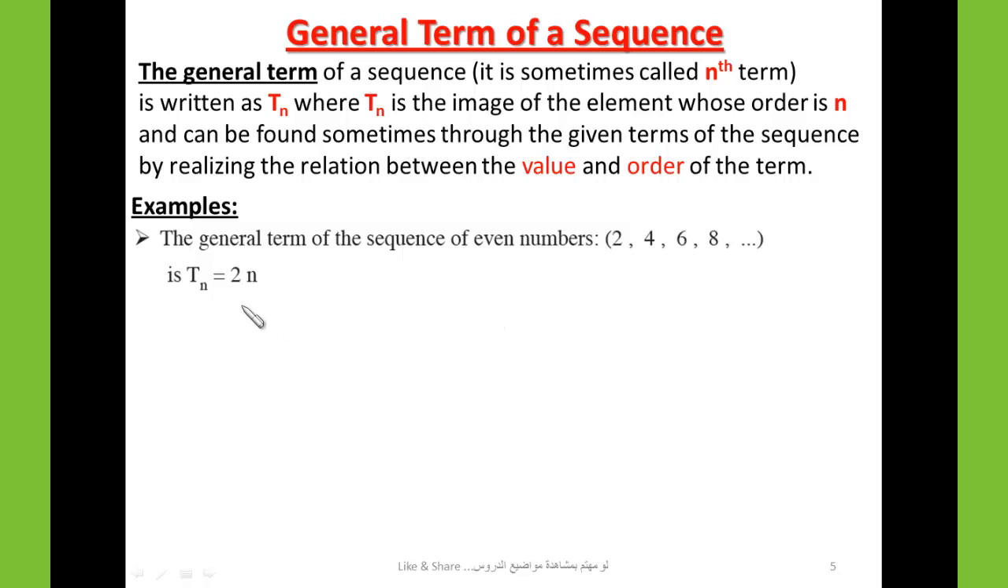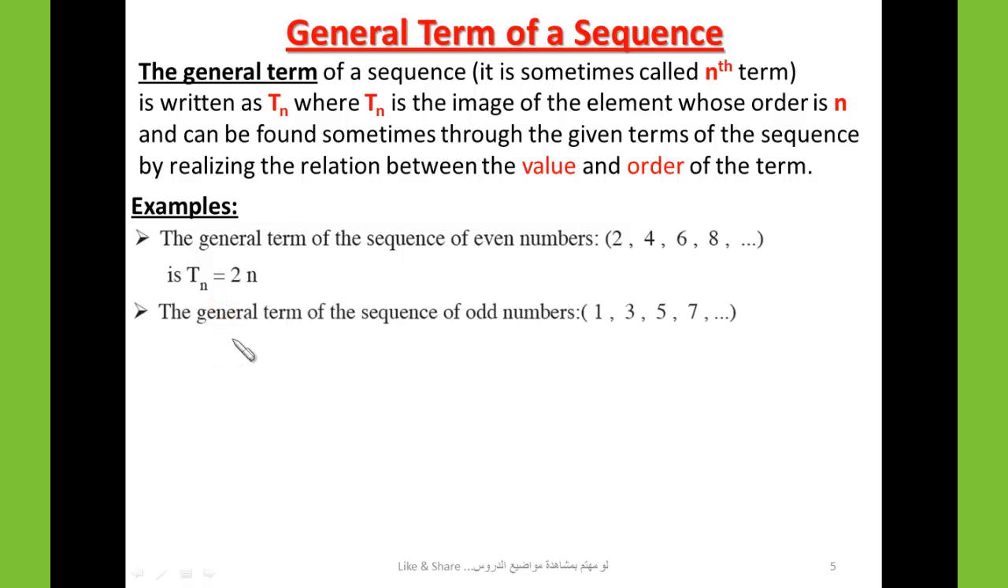What is the order of the second term? It is of order 2. So T2 equals 2 multiply 2 equals 4. When you want to calculate the fourth term, put n equals 4, so you will get T4 equals 2 multiply 4 equals 8, and so on. So the general term of this sequence is 2n, and you can determine any term of this sequence by using the general term.